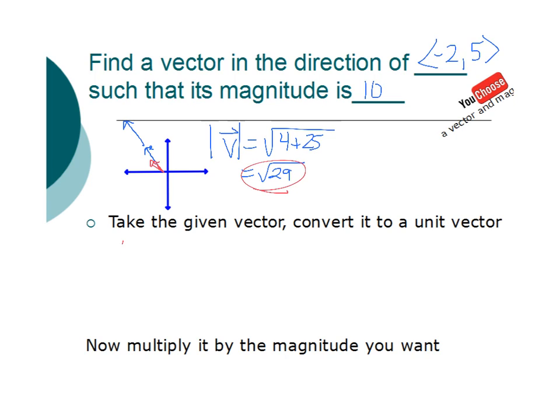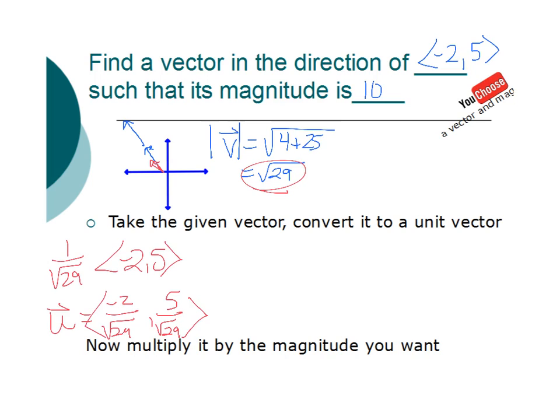I'm going to take that vector, -2, 5, and multiply it by 1 over root 29, or divide it by root 29, however you want to think of it. And it's now going to be a unit vector when I do that. The unit vector is -2 over root 29, 5 over root 29. Now the length of my vector is only 1 unit.